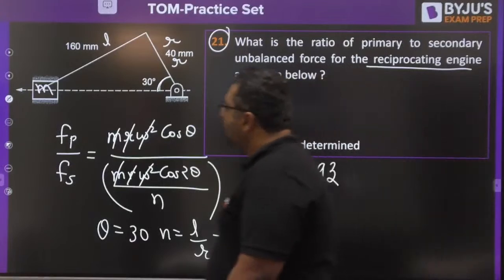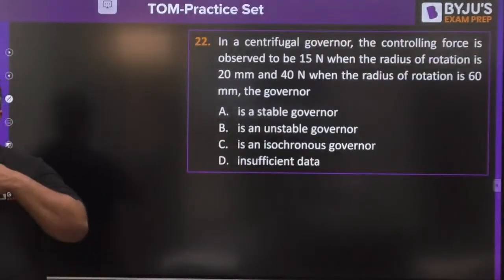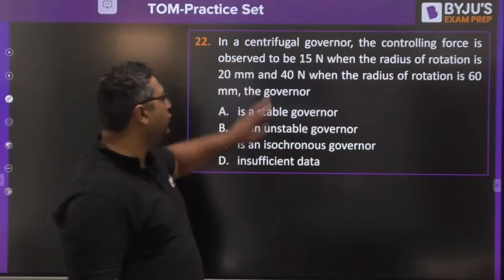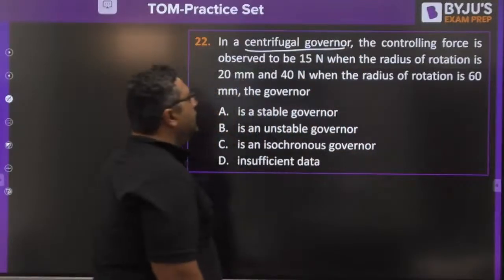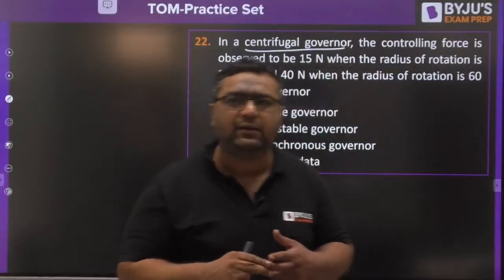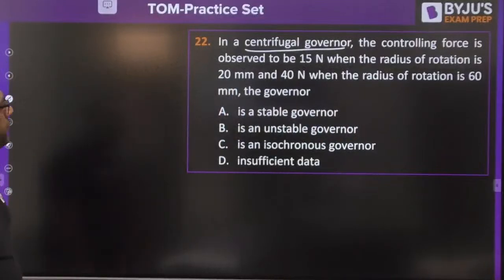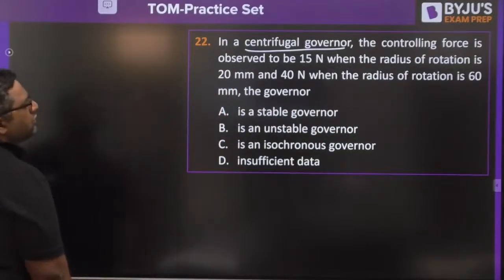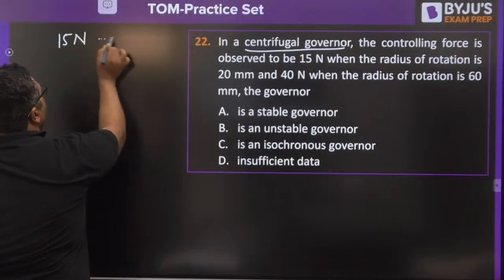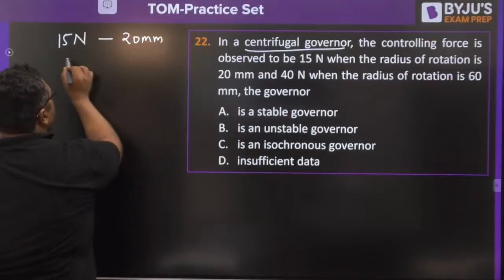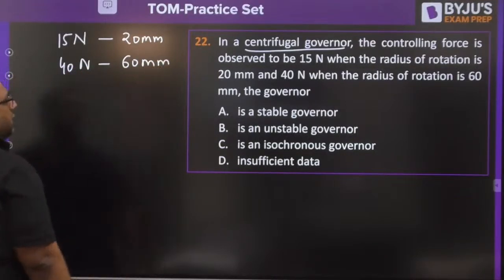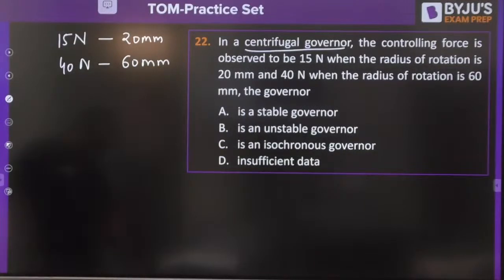6.93. Let us see the question from governor now. Very good, Piyush. So when we are talking about a centrifugal governor, it can be Watt, Porter, Powell, or Hartnell. They are saying the controlling force is observed to be 15 Newton when the radius is 20 mm. So 15 Newton is related to 20 mm, and 40 Newton is related to 60 mm. They are asking about the type of governor.